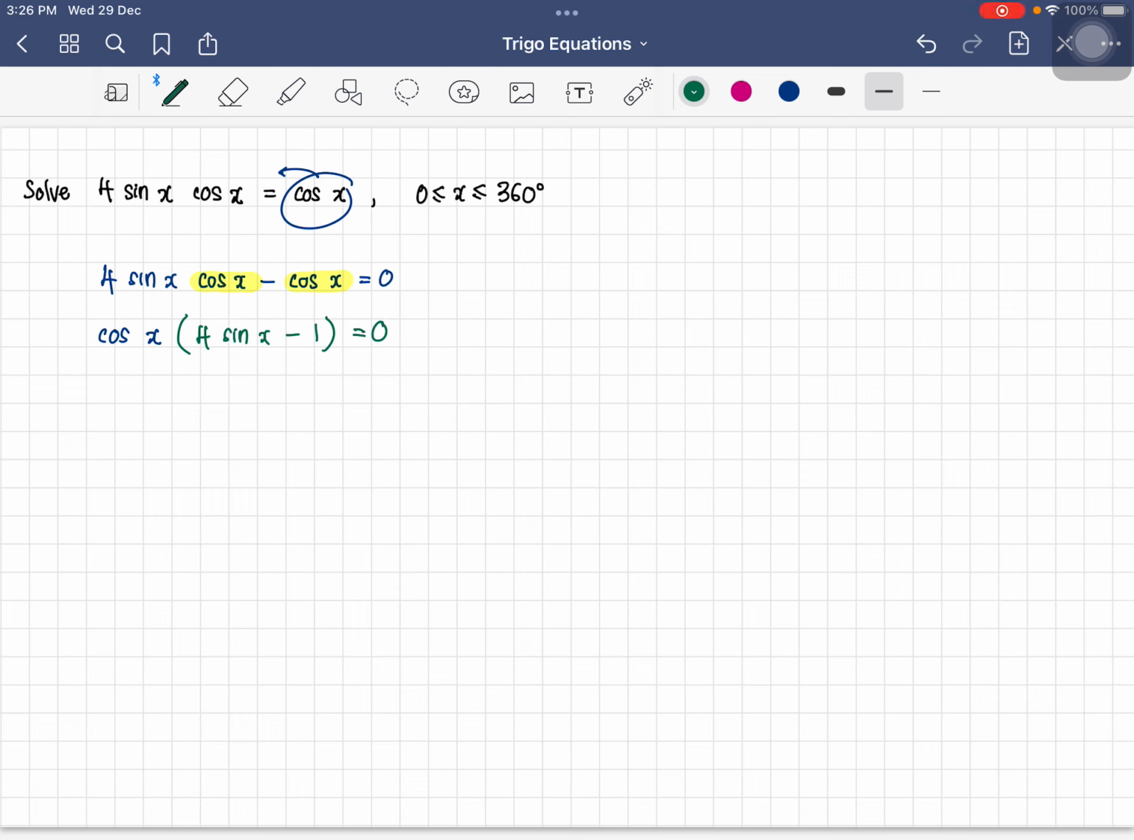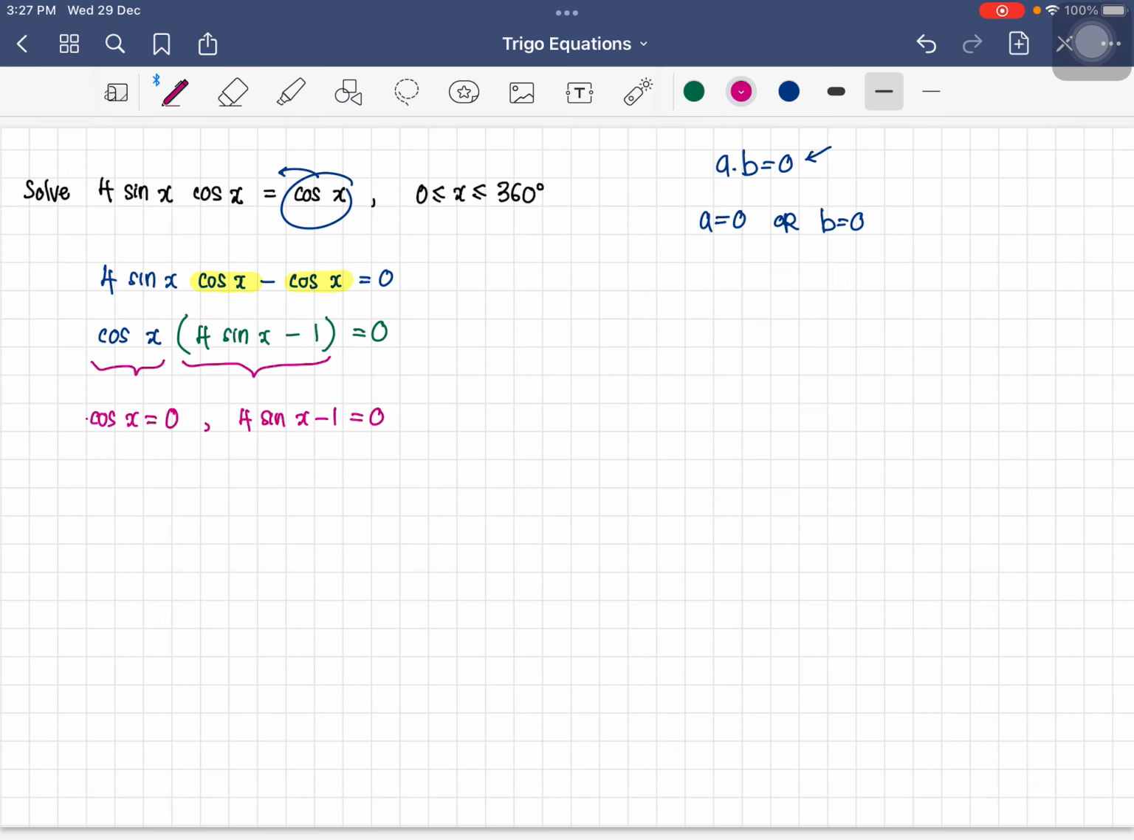Let's recall the concept from algebra. Suppose we have a times b equal to 0. We can say that either a equal to 0 or b equal to 0. They can be both, but only one of them needs to be 0 so that this side will be 0. So in this case, we can say that cos of x equal to 0, and 4 sine of x minus 1 equal to 0.